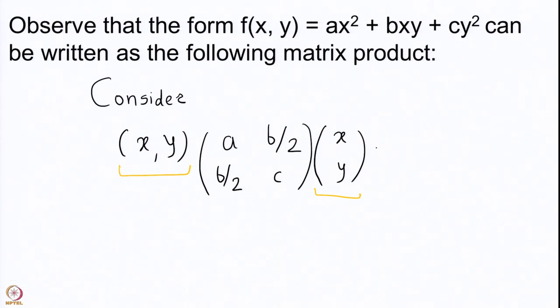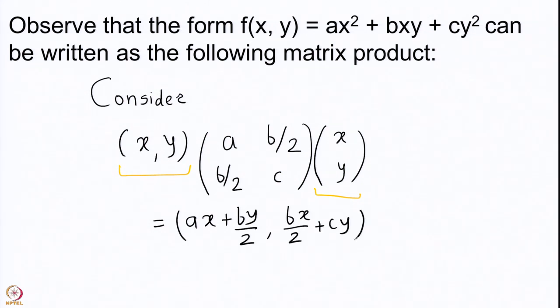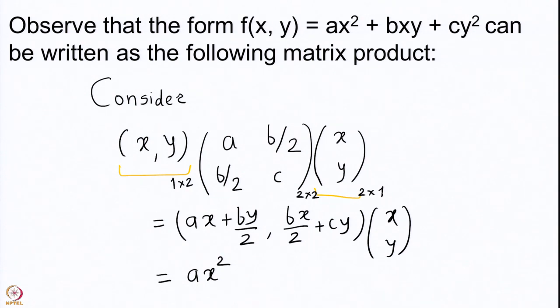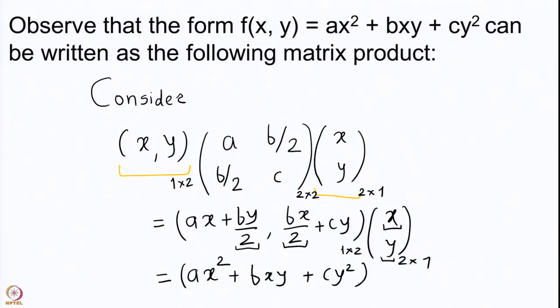Let us try to compute this value. We first obtain the left side multiplication, and that would be ax plus by/2 comma bx/2 plus cy, and now we multiply it by the column vector x, y. Earlier this was a 1 by 2 matrix, this is a 2 by 2 matrix, and this is a 2 by 1 matrix. In the end we are going to get a 1 by 1 matrix, which is A x square plus Bxy/2, and this also gives me Bxy/2. So I just have Bxy, and finally we have C y square.